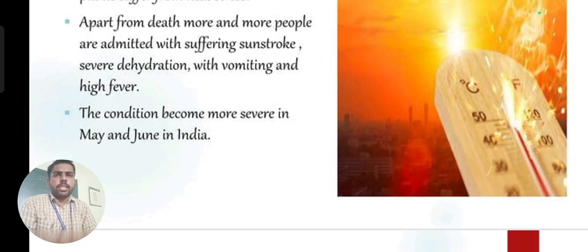So this type of temperature will be very high. We also face health issues like warm things, fever, and some suffer sunstrokes. This type of impact may occur.